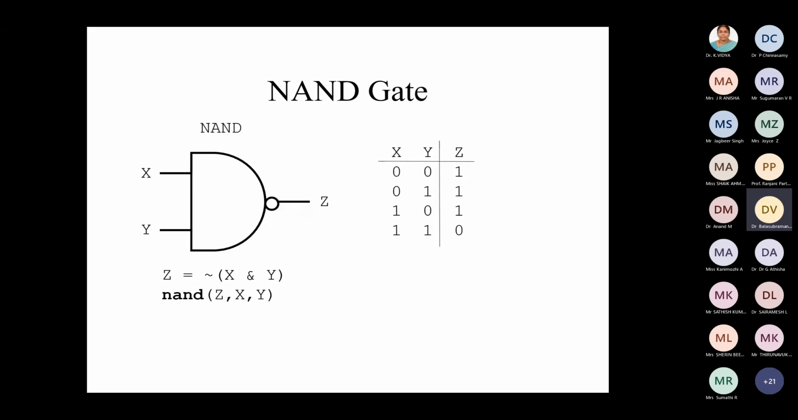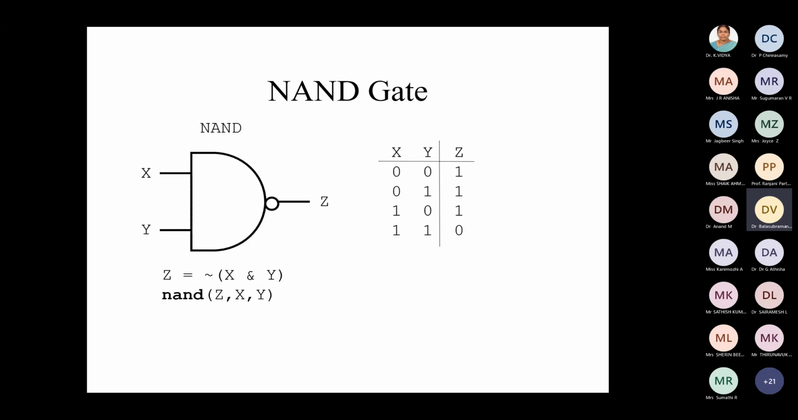It's a universal gate. Perfect. So can one of you tell what a universal gate is? We can construct all the other gates using the remaining one. Yes, true. Using this gate, we can construct the NOT gate, AND gate, OR gate. Everything can be constructed.